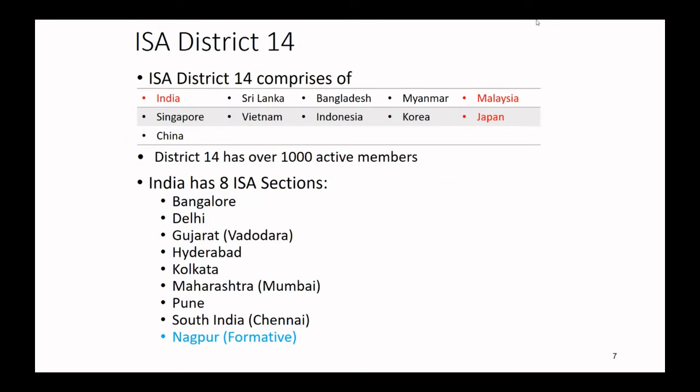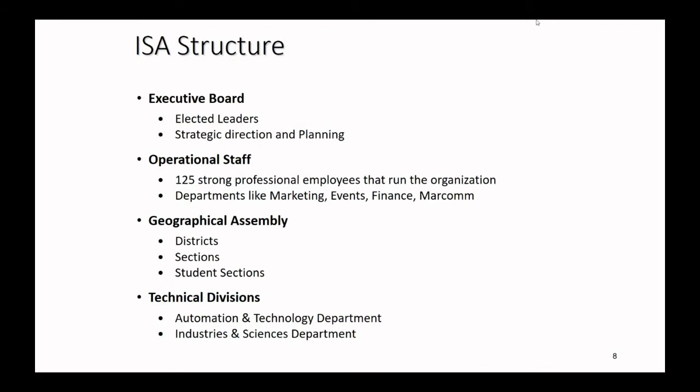In India, we have various sections, and you can see eight sections today. South India is one of the premier old sections. Next, please. The structure of ISA is an executive board elected by the people, and they give direction for the others to work. The operations staff number 125, and the geographical assembly consists of district, section and student sections, and technical divisions. These are all administered by the executive board.